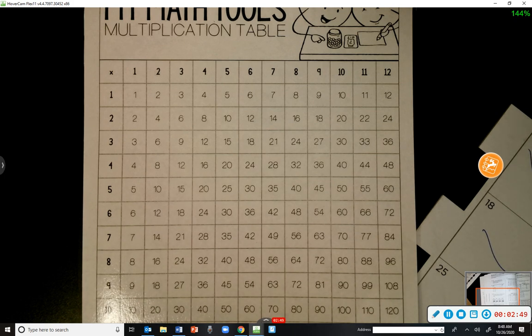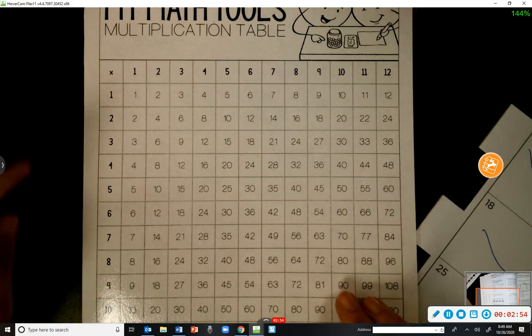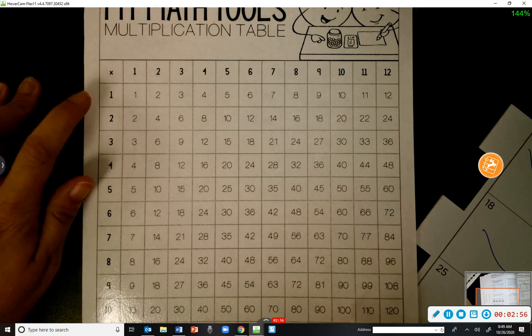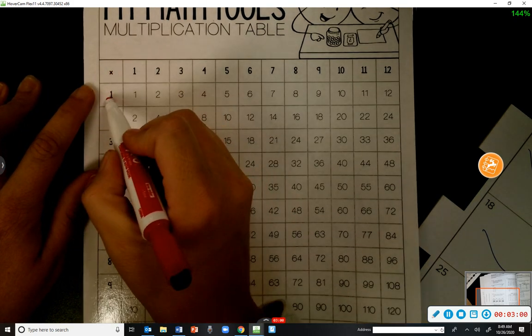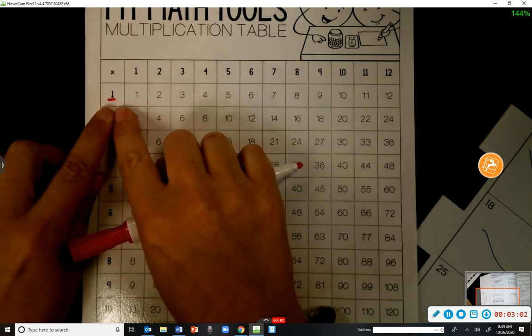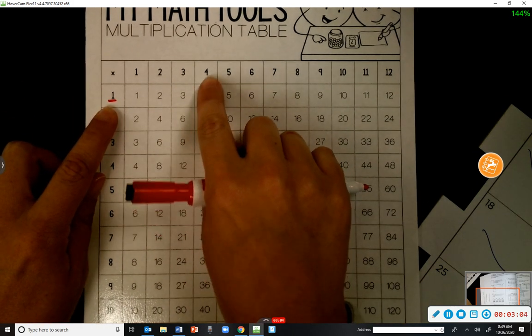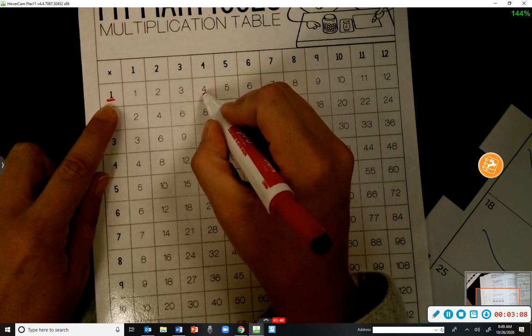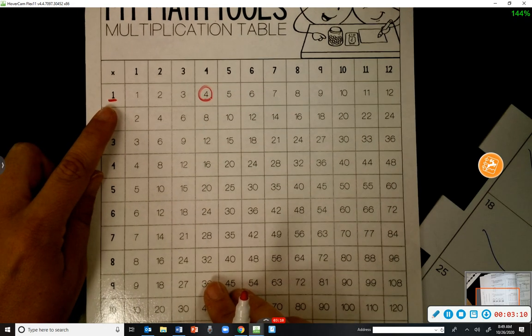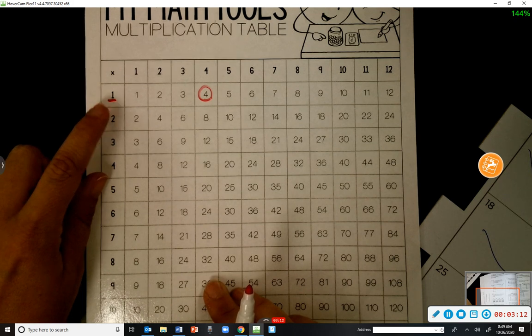So let's look at how we can use this multiplication chart. Okay, so what I would do if I want to know, let's just say, the fact for 1 times 4. I'm going to start at this 1 and go over to the 4. So 1 times 4 would be 4.